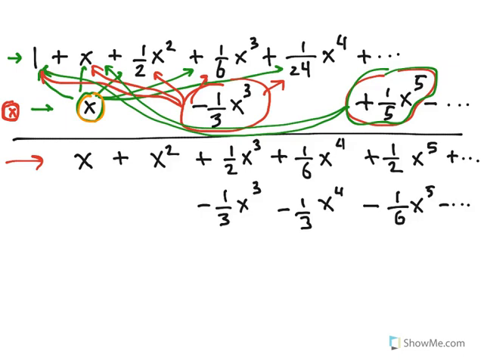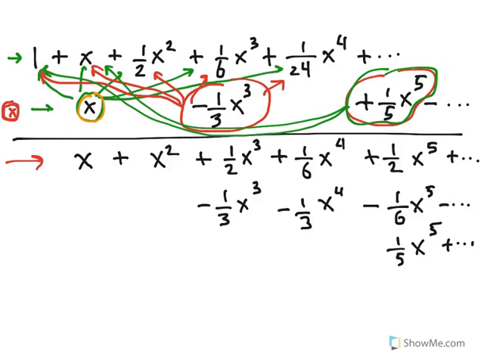If you do 1/5 x to the fifth times 1, that is, of course, just 1/5 x to the fifth. And then if you have 1/5 x to the fifth times x, that would give you a sixth degree term, and there'd be infinitely many.